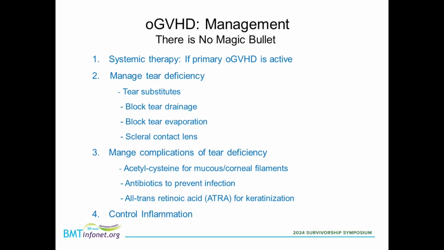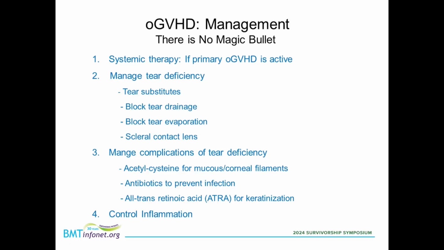So we can block the drainage of tears, and we can block tear evaporation, and there are multiple ways of doing both of these. And finally, there's something called a scleral contact lens, which many of you have heard about, and we're going to talk about the use of a scleral contact lens for tear deficiency as well. The other thing we can do is manage the complications of tear deficiency.